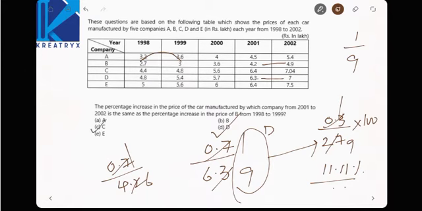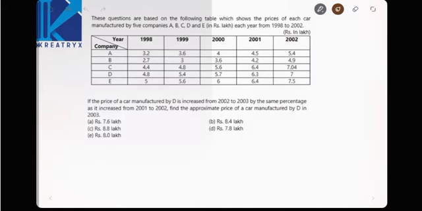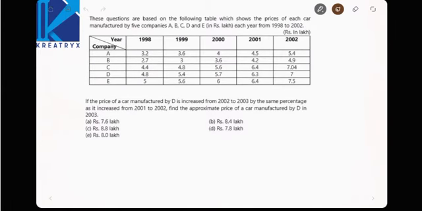Observe, see here, 6.4 to 7.04, that is nothing but 0.64 divided by 6.4, that is 0.1, the percentage change. So answer will be D here, which has both equal fractions, right?